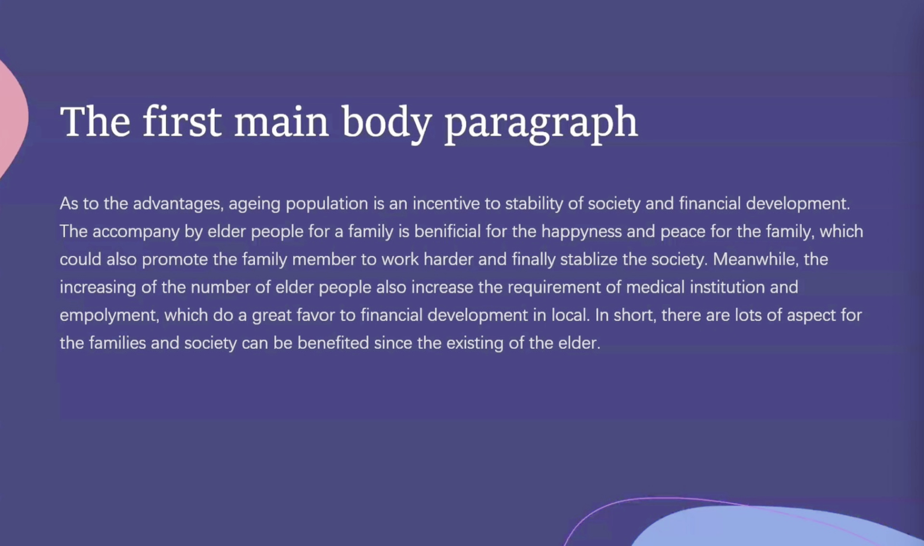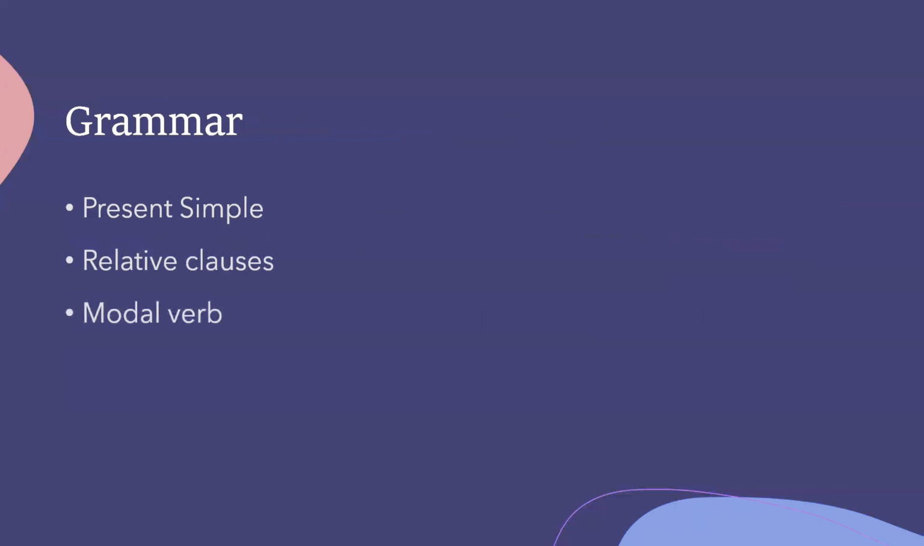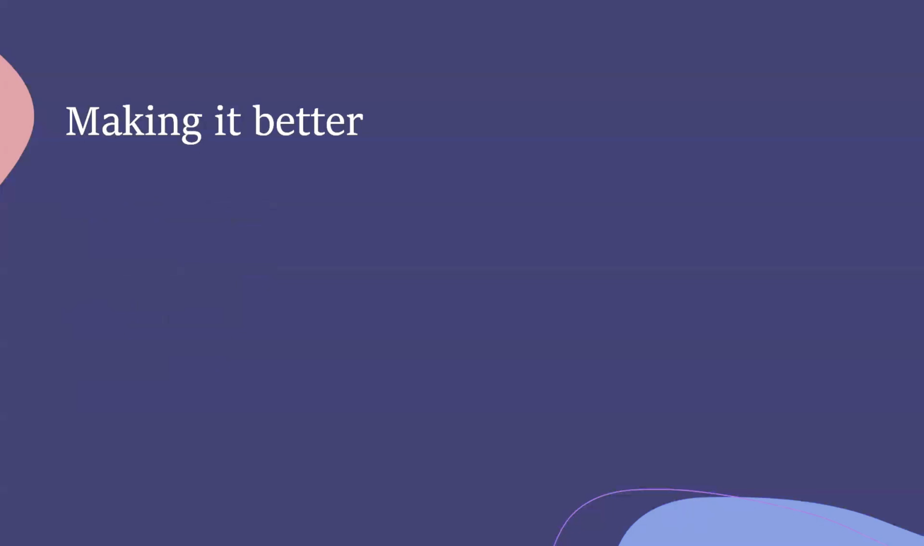And now we're going to change some grammar, see what grammar he used. So what grammar did he use? Present simple, relative clauses, modal verb, and passive. So he did use these, but perhaps they weren't very good. They were maybe wrong. So let's look at how to make this better.